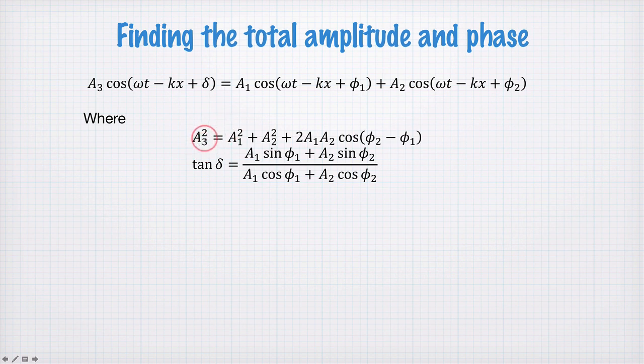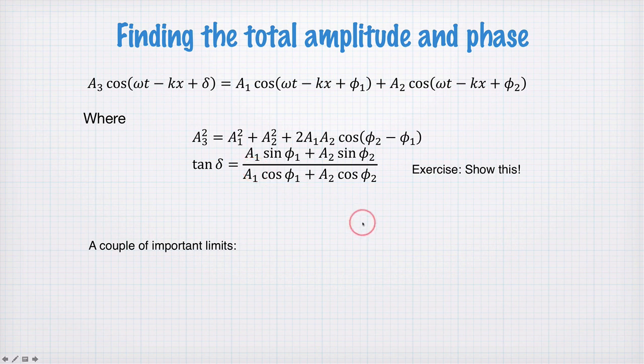So A3 squared is given by the sum of the squares plus 2 A1 A2 cos of phi2 minus phi1, and tan of delta is given by this equation here. And you can use a trigonometric construction, just by adding these phasors together and using some trig to find this amplitude and this phase, and that's a little exercise that you can do.